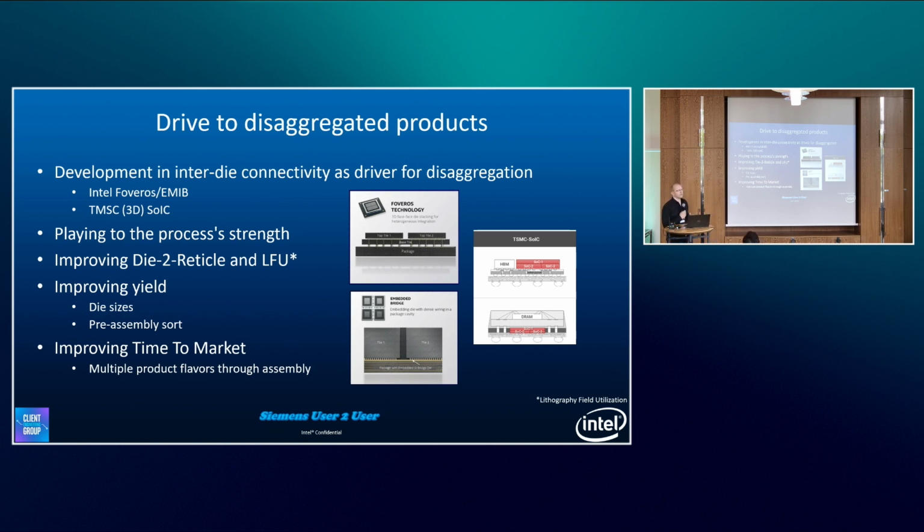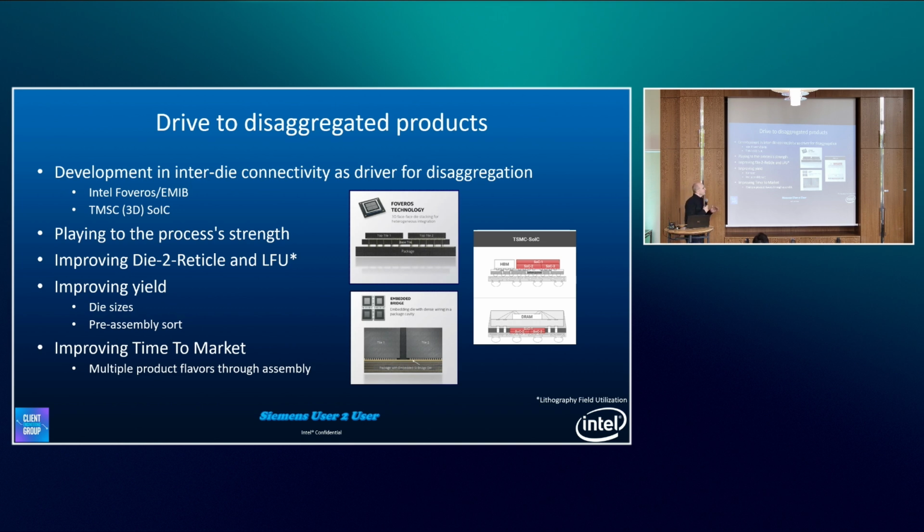The first one is, as it says here, playing to the process's strength. It was mentioned in a previous presentation today that each process has different characteristics, and this allows us to pick the right process for the right functionality. We see older and more reliable processes picked for I/O devices, where analog device stability is very important. We see more advanced processes like N3, N2, or Intel's 20A, 18A picked where we need performance. And we see maybe a compromise between newest and best and stable processes for other functionality, like graphics or AI.